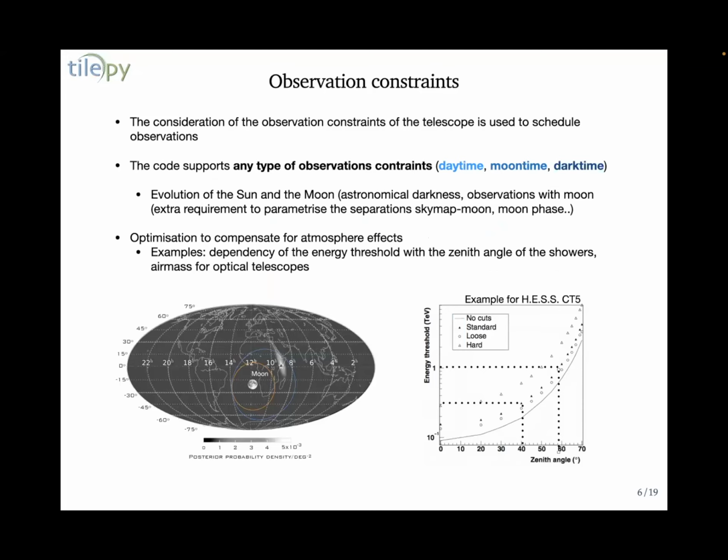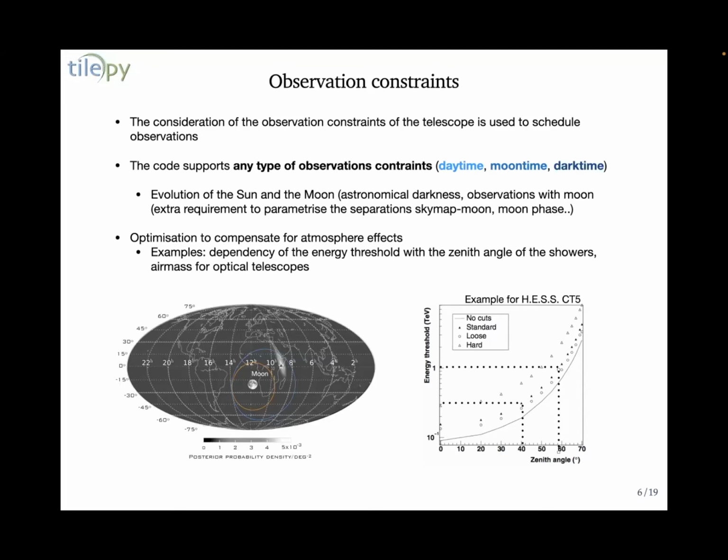Okay, so first, the observation constraints. The code now supports any type of observation constraint: daytime, moon time, and also dark time. Here we see an example of moon time. We have the moon over here. We need the distance between the moon and all the coordinates of the sky map to know which ones are too near to the moon and which ones are accessible for us. We also take the moon phase and other parameters.